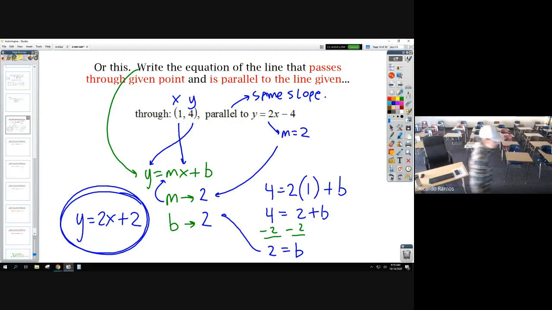Okay, pause. What do you guys think? How we doing? Again, we're going to do at least 2 to 3 more of these, all right? Okay, let's try it again.